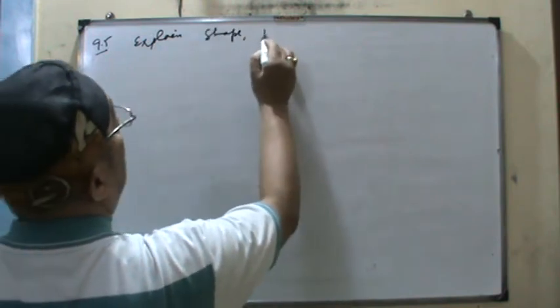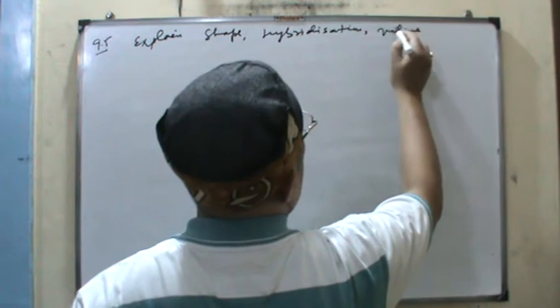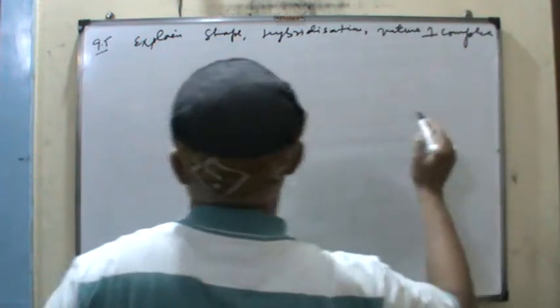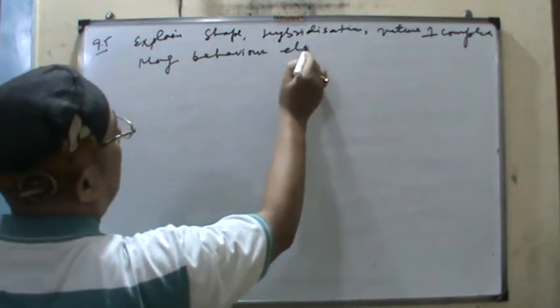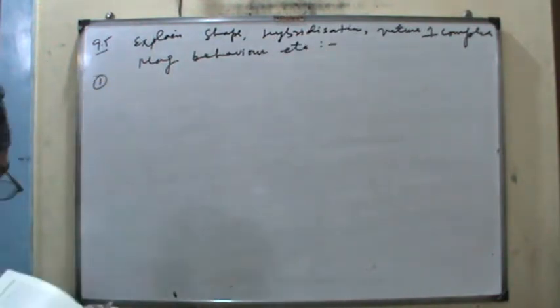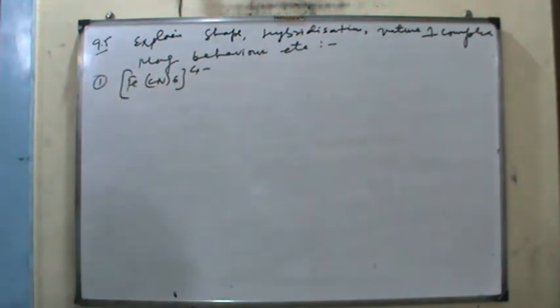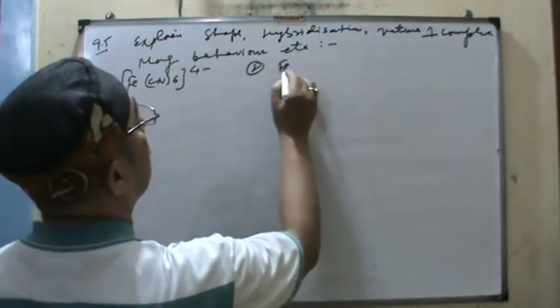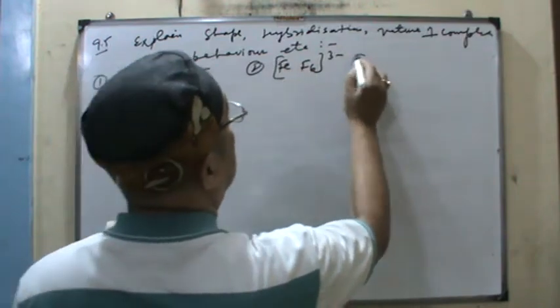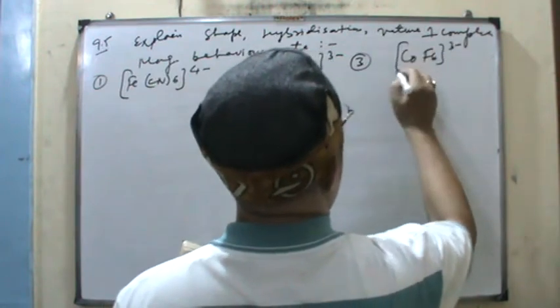Explain the shape, hybridization, nature of the complex, magnetic behavior, etc. The first question is [Fe(CN)6]4-. The second question is [FeF6]3-, and the third question is [CoF6]3-.